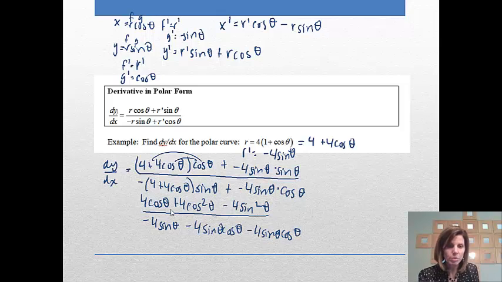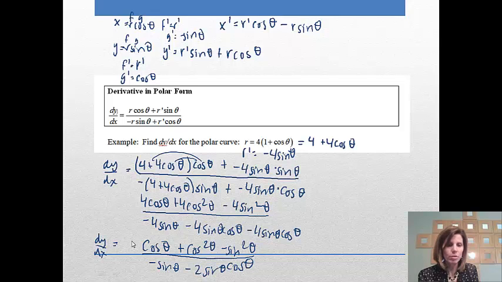Okay, so distributing things, I guess we could factor out a 4 from everything. I think that will make it a little bit easier, so I'm just going to divide it out of every single term. So dy/dx will equal cosine theta plus cosine squared theta minus sine squared theta, all over negative sine theta. And then if I combine these two, after I divided out the 4, I'll have minus 2 sine theta cosine theta. So that would be the derivative.